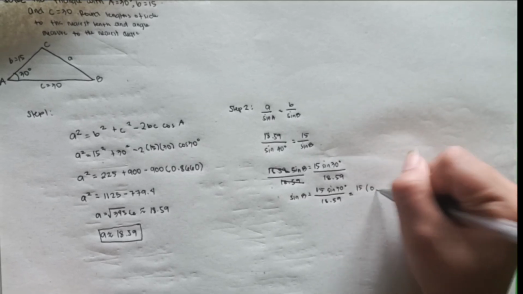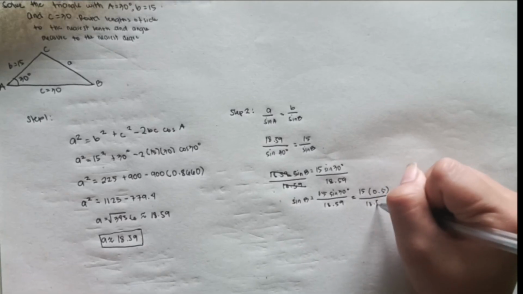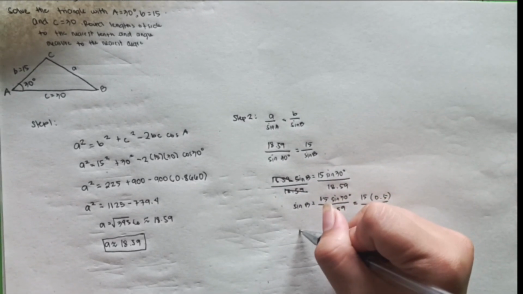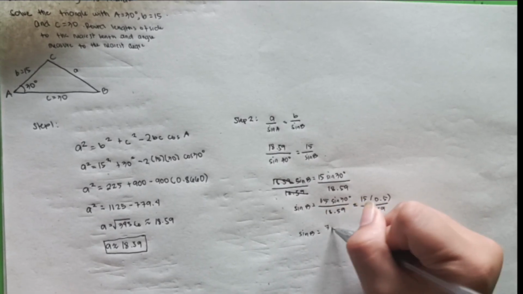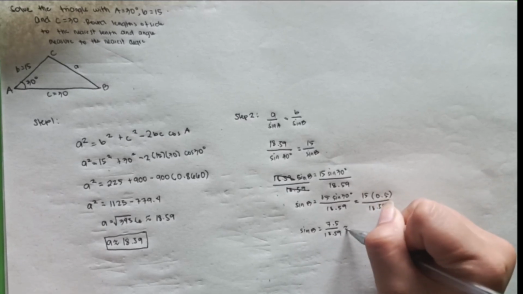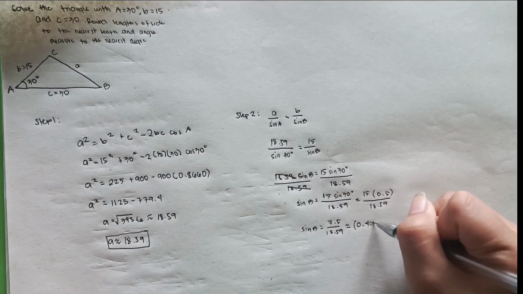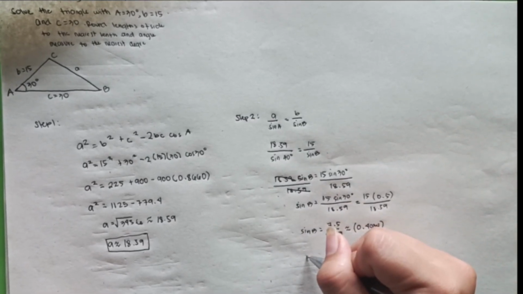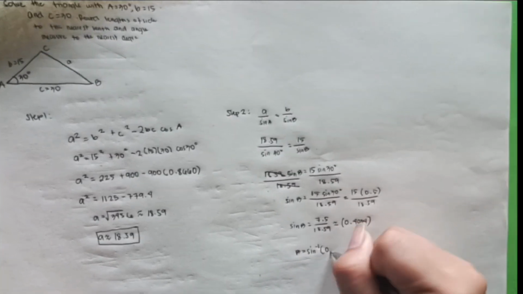After that, we will solve for angle B. So we will take the inverse of sine and solve for angle B. So therefore, angle B is approximately equal to 23.79.